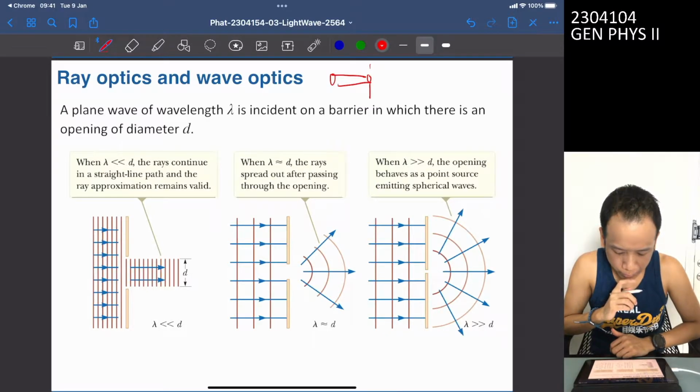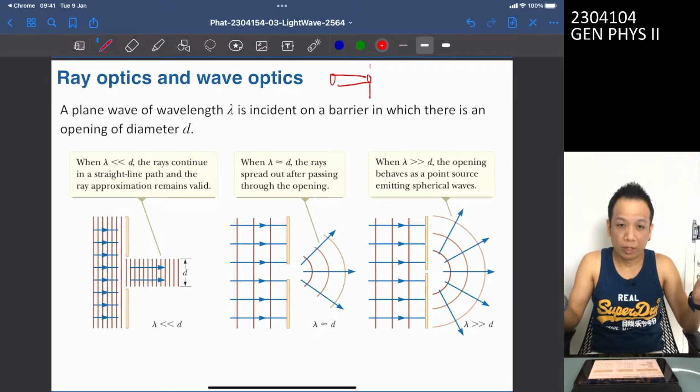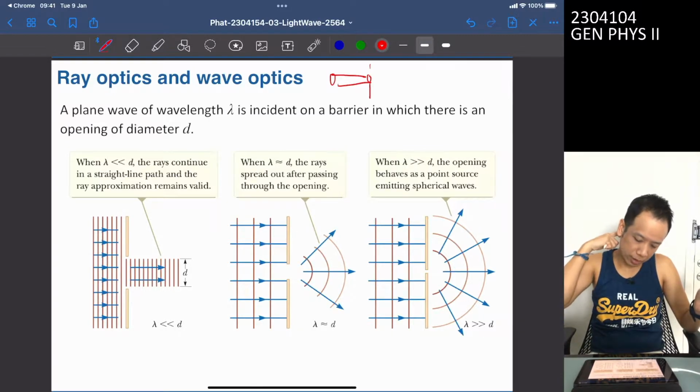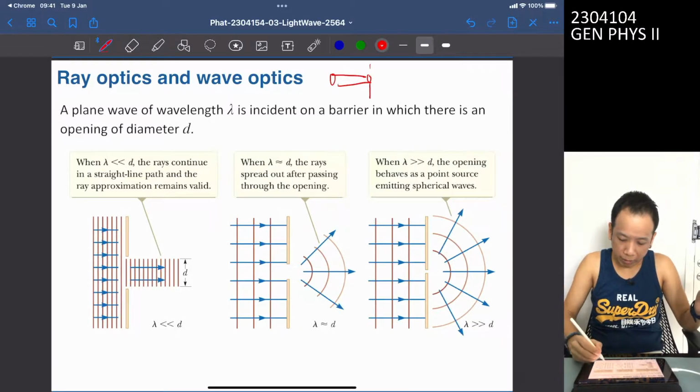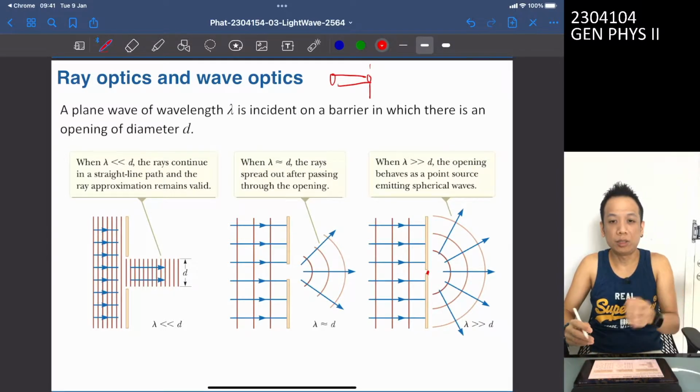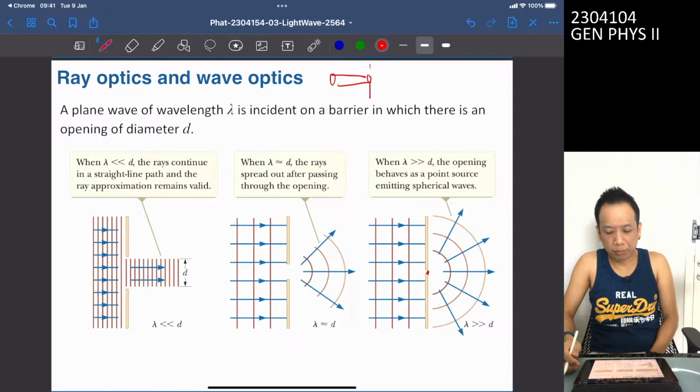But when the aperture is very small, roughly the order of the wavelength, you start to see the rays spread out as they pass through the open aperture. And when the size of the aperture is much smaller than the wavelength, the aperture starts to become a point source, and a point source can emit a spherical wave. This is the case we are discussing today.